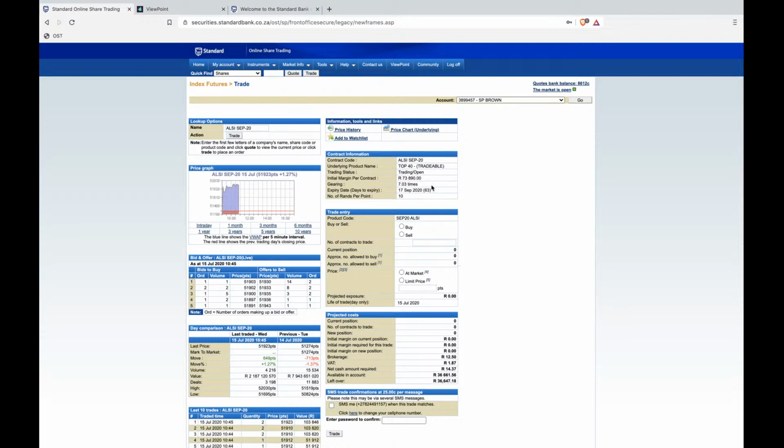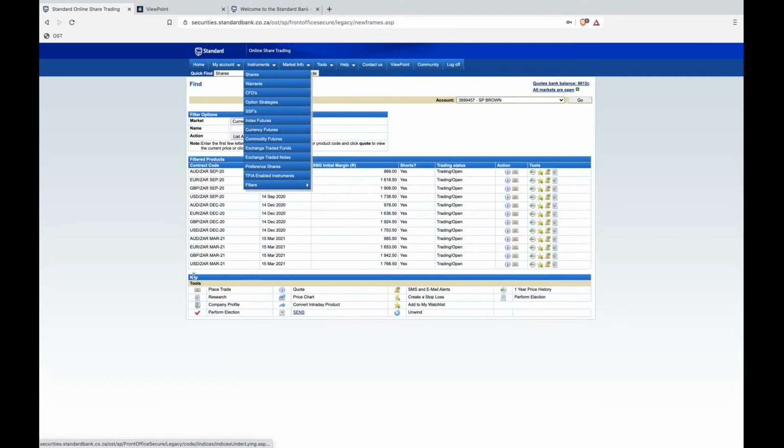Your gearing levels here are sitting at around 7 times, and your margin is just under 74,000 for the ALSI, and that'll then be 7,400 for the ORMI, which is the mini contract. That was index futures.